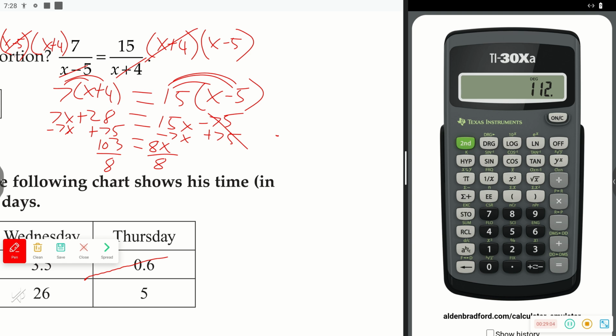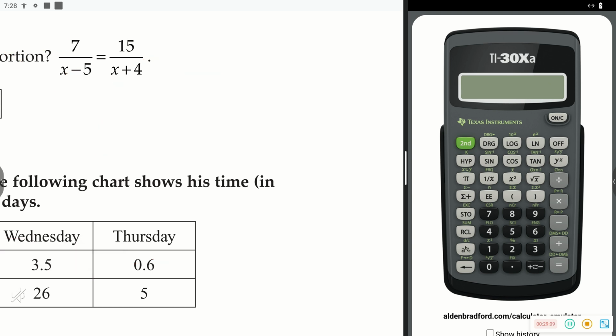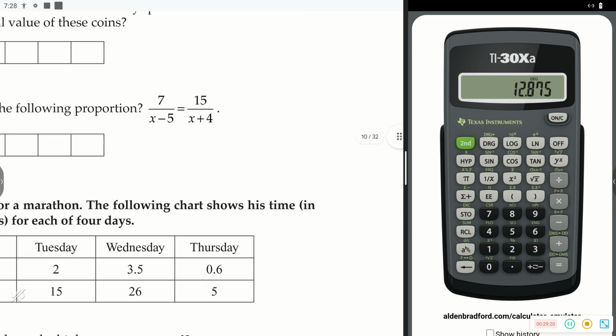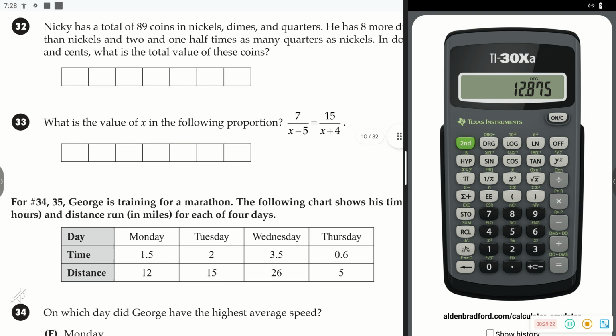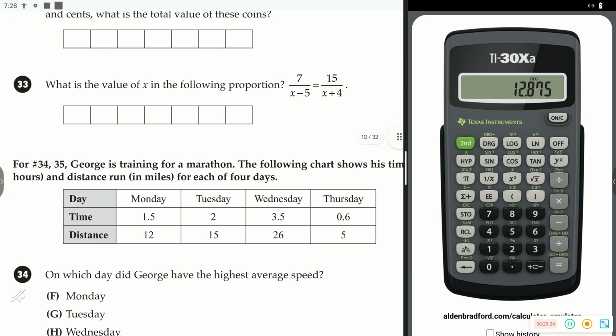I don't have any of this written down, so I have to see if I'm right. So I'm going to clear this. 103 divided by 8 equals 12.875. That was correct. So in our box here, the correct answer is 12.875 for number 33. And we'll move on to the next problem.